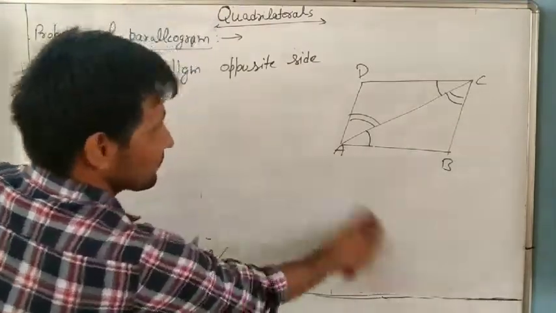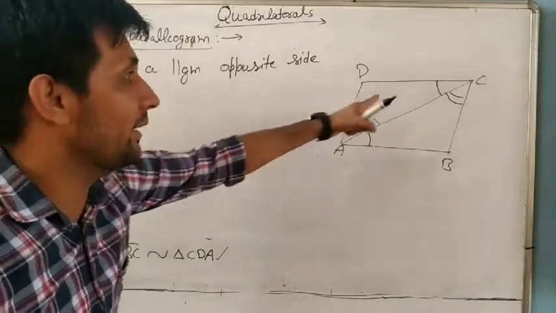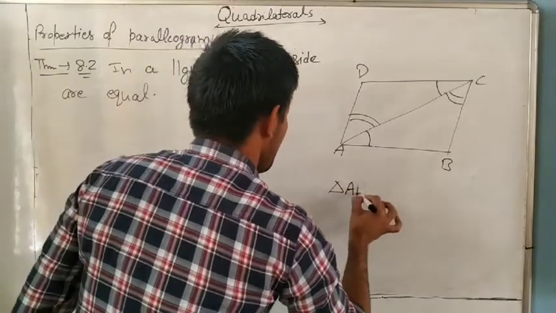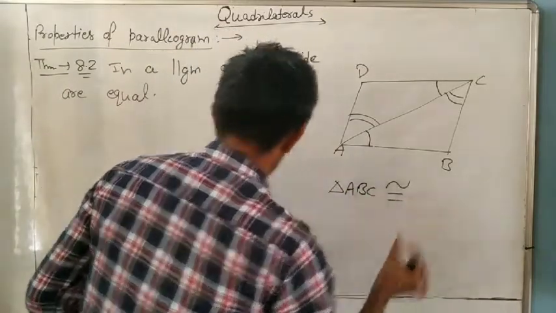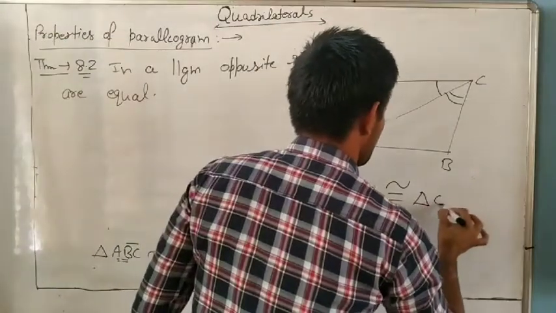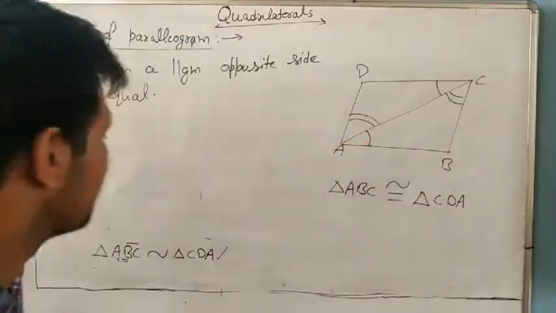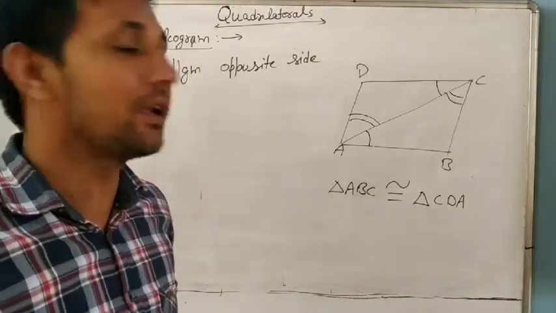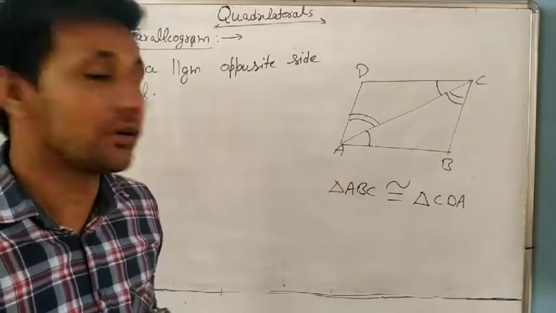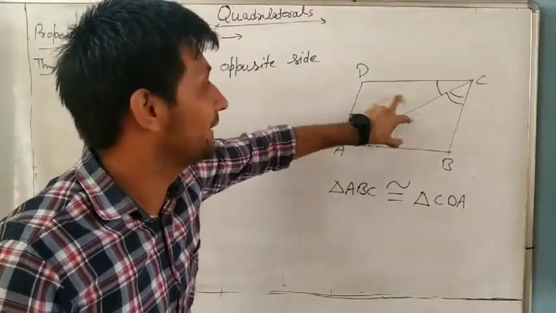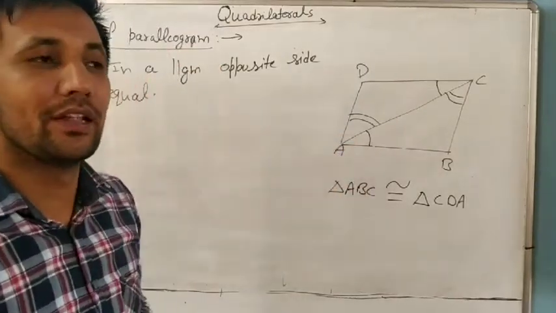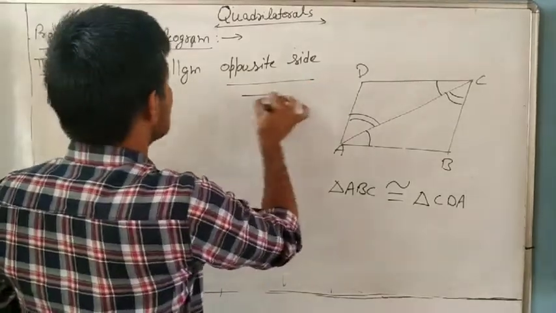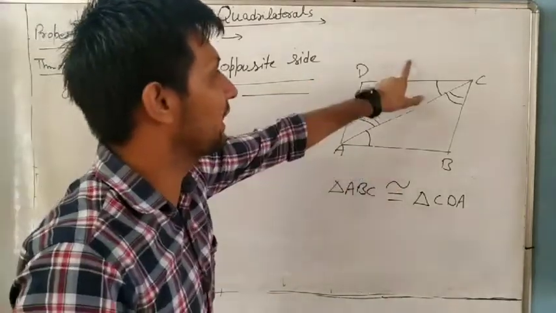And we know it is a diagonal, and we already proved that these two triangles are congruent. What is it? Triangle ABC congruent to triangle CDA. We already proved it in the first part. So now we have to show that in a parallelogram opposite sides are equal. If two triangles are congruent, then corresponding parts are always equal. And what we want to prove? Opposite sides are equal. It means we want to prove AB equal to DC.